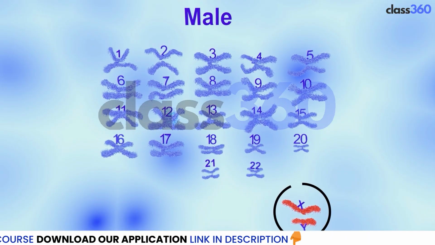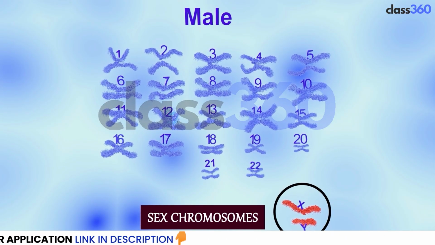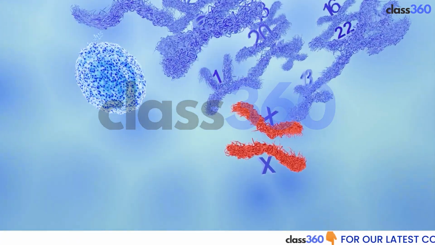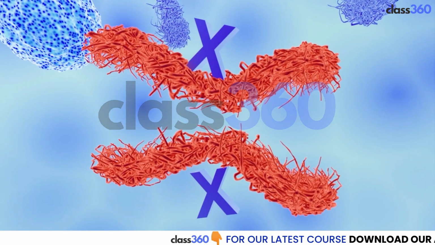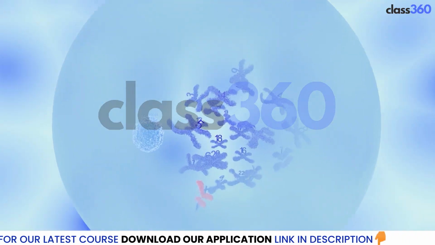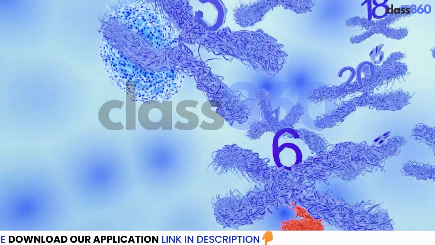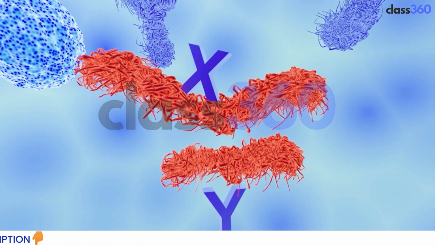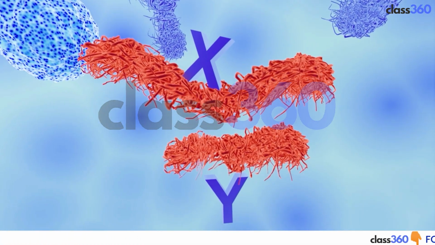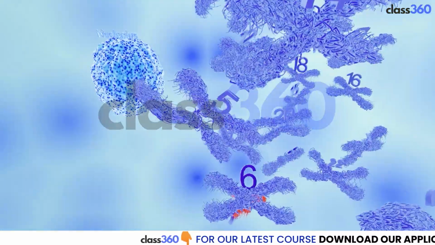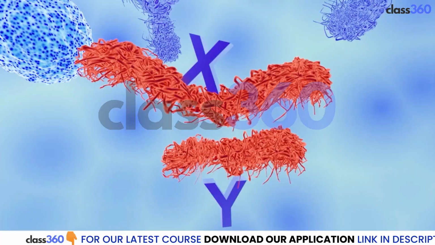But one pair, called the sex chromosomes, is odd in not always being a perfect pair. Women have a perfect pair of sex chromosomes, both called X. But men have a mismatched pair in which one is a normal sized X while the other is a short one called Y. So women are XX while men are XY.